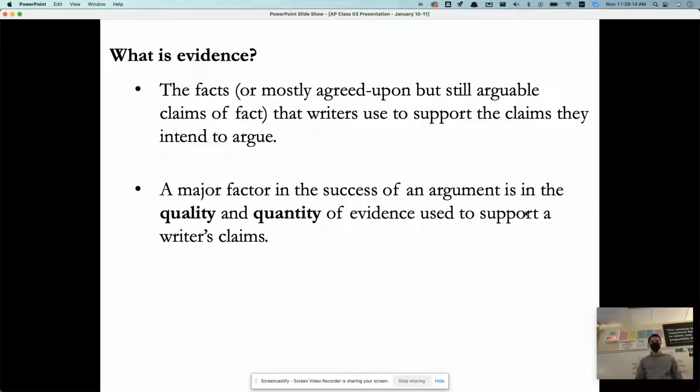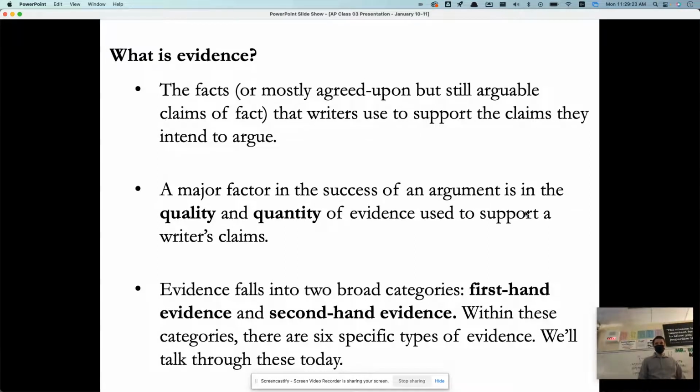So a major factor in the success of an argument is the quality and quantity of evidence used to support a writer's claims. There are 2 big kinds of evidence: first-hand evidence and second-hand evidence. And then there are 6 total kinds of evidence, or there are 6 types we're going to look at that fall into those categories. The 6th one is a little weird, and we'll talk about it. But generally, 2 buckets: first-hand evidence, second-hand evidence. 3 kinds of evidence fall in the first bucket. 3 kinds of evidence fall in the second bucket.